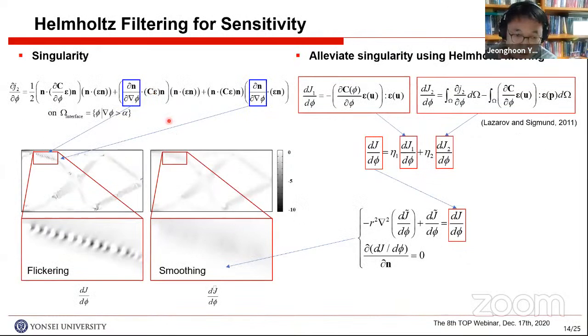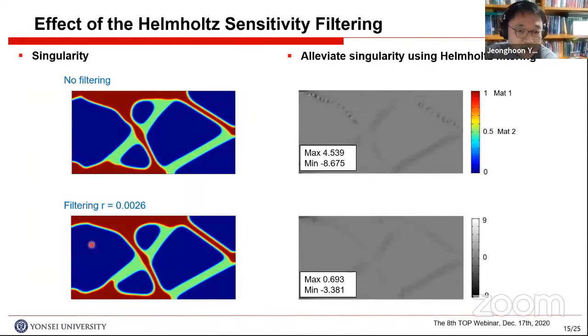But in this ITD formulation, a Dirac delta function appears, so it causes sensitivity instability like this. To avoid these instabilities, we use Helmholtz filtering for the sensitivity calculations. So we can remove this flickering effect in the sensitivity analysis process. As you may see, this one is before filtering, and after applying the filtering process, we can avoid the sensitivity fluctuations.